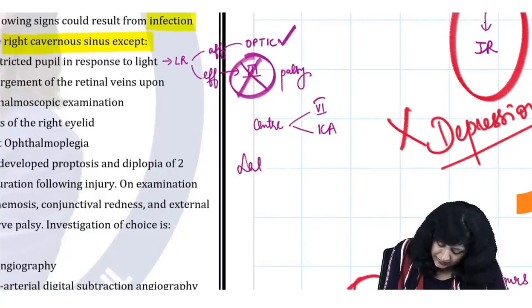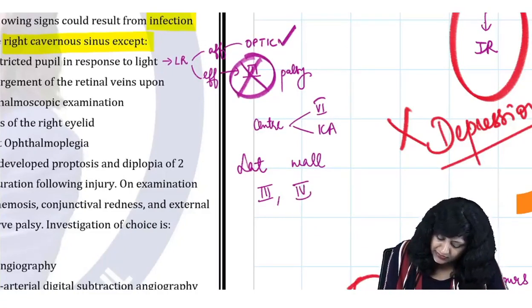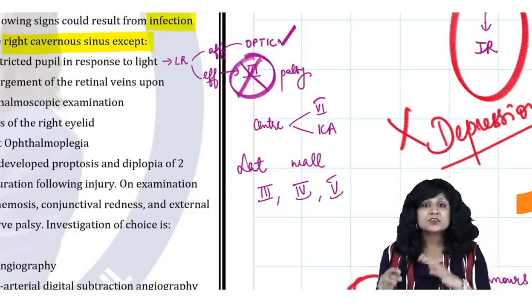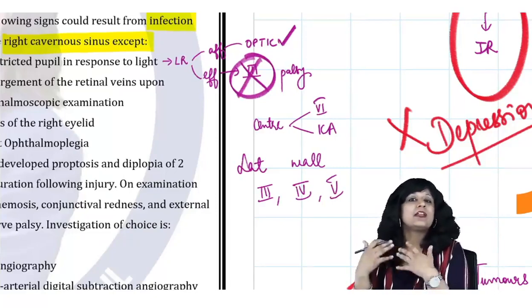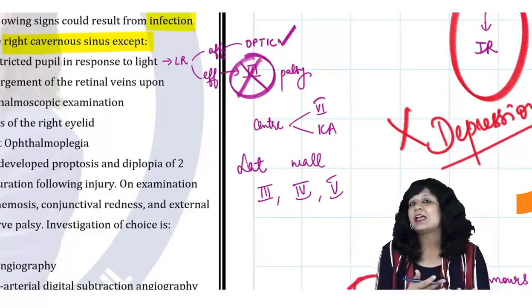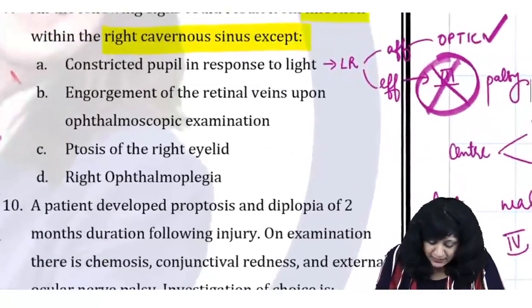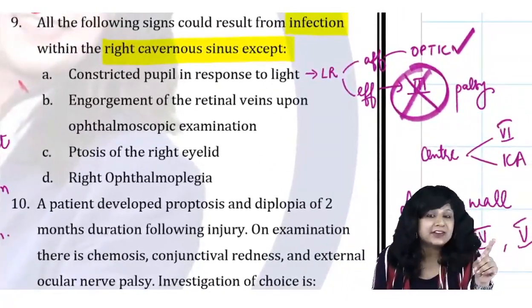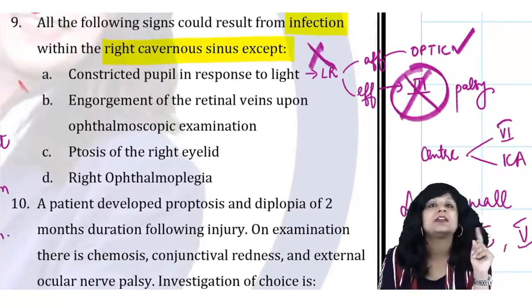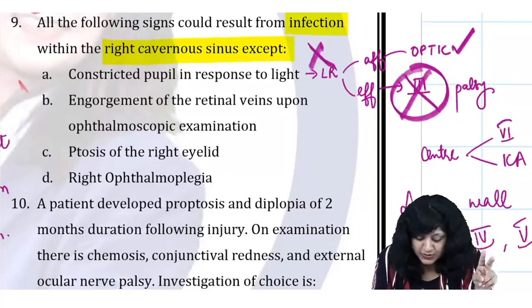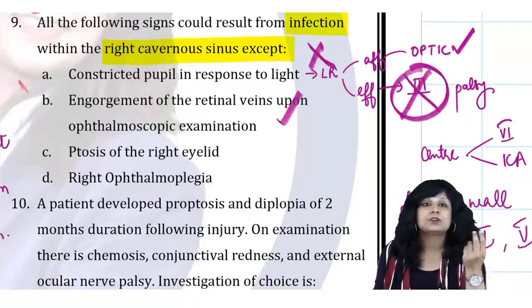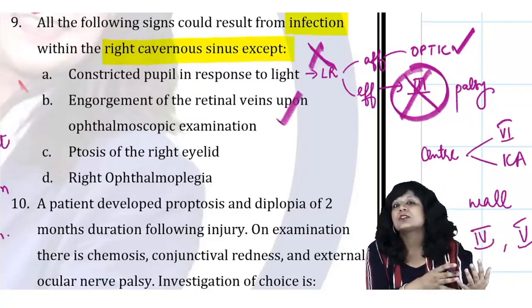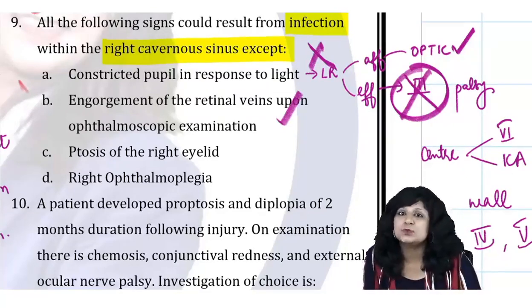If I talk about the lateral wall, then it is the 3rd nerve, 4th nerve and the divisions of 5th nerve. So that means there is a high probability that these nerves can be affected. So pupillary reflexes will also be affected, and also we can have the ophthalmoplegias. So that means we will not get the light reflex. I will not get constricted pupil in response to the light. Option B, engorgement of the retinal veins upon the ophthalmoscopic examination, but I can get the engorgement because there is a problem of thrombosis. So due to that I can get the engorgement of veins.